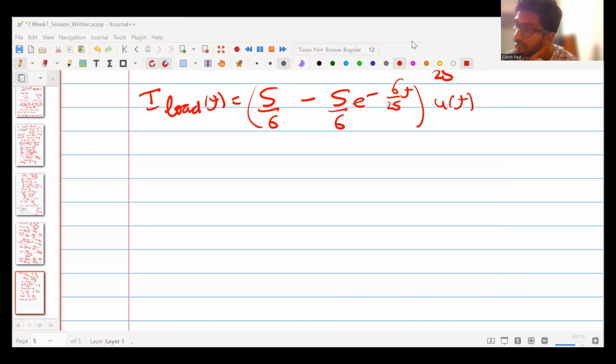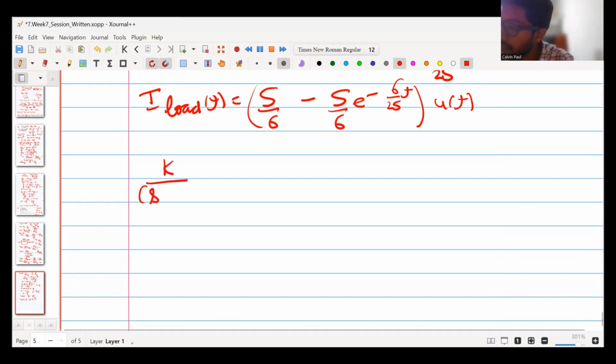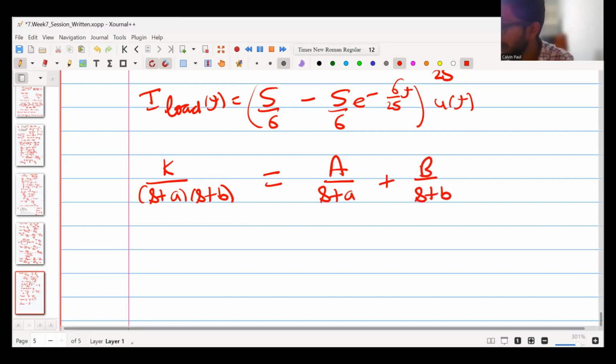Okay, so I'll just assume that many of you are interested in the GATE exam. So there is a simple trick when you have to solve partial fractions. Assume you have some number k upon s plus a into s plus b. You have to find it out to be A upon s plus a plus B upon s plus b, right?